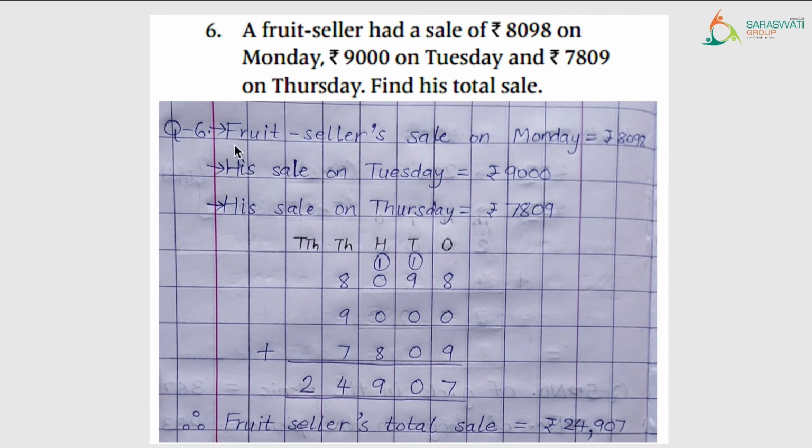So students, पहला जो statement है उसमें fruit seller ऐसे mention करना necessary है, but in the next two statements आप fruit seller mention ना करें और his sale ऐसे लिखे तो चलेगा, right? So next two statements, his sale on Tuesday, his sale on Thursday, and then equal to sign and the respective amounts, right? Along with rupee symbol, right? And then we have to note down the places and perform addition operation, because यहाँ पे question में पूछा है find his total sale, right?